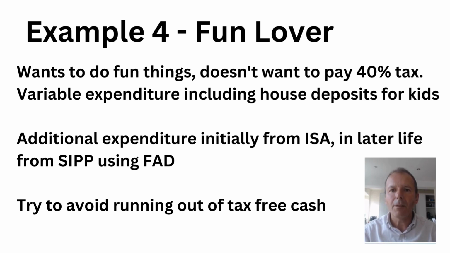Final example I'm calling Fun Lover. He wants to do fun things but doesn't want to pay 40% tax. So he's going to have variable expenditure in retirement, including things like house deposits for his children. So initial expenditure, where it's a bit lumpy, would probably come from an ISA to avoid this 40% tax if he's going to spend more than like 50, 60k in retirement. And then in later life, he might take from the SIPP if the ISA has been exhausted, again using flexible access drawdown. And he's got to try to avoid running out of tax-free cash too early.